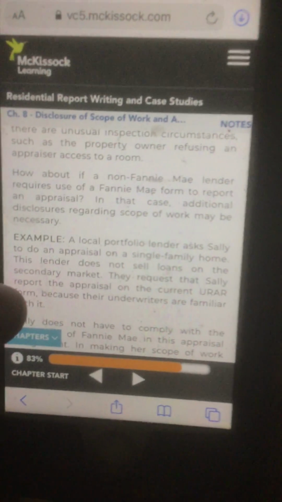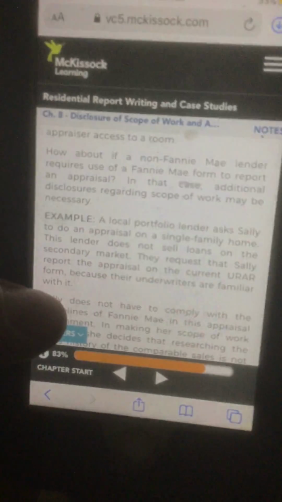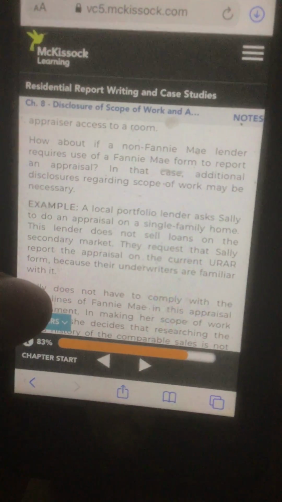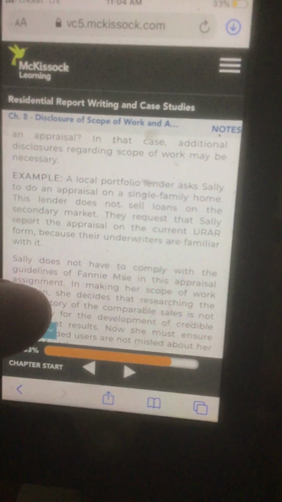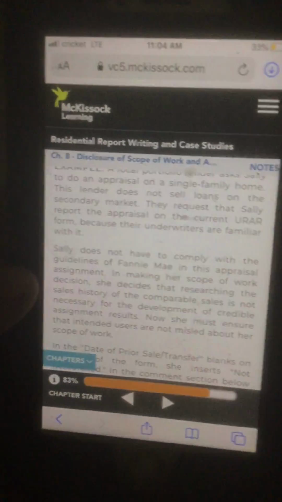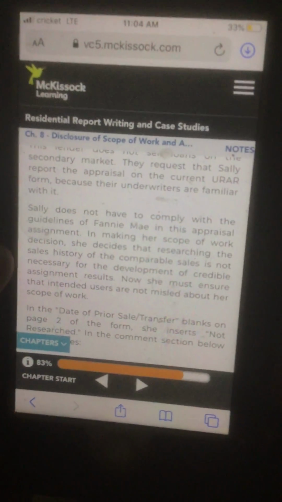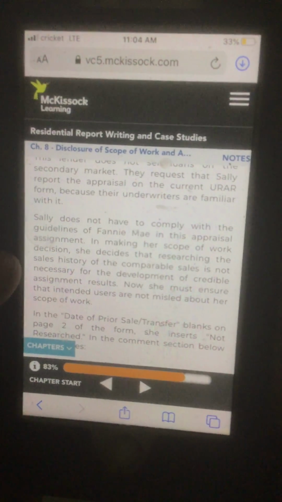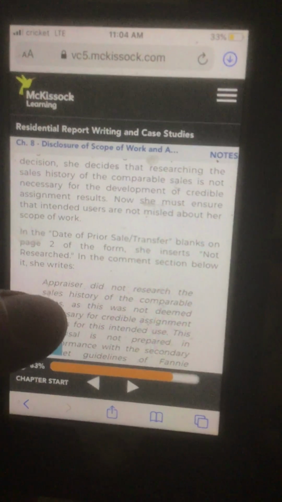Example: a local portfolio lender asks Sally to do an appraisal on a single-family home. This lender does not sell loans on the secondary market. They request that Sally report the appraisal on the current URAR form because their underwriters are familiar with it. Sally does not have to comply with the guidelines of Fannie Mae in this appraisal assignment. In making her scope of work decision, she decides that researching the sales history of the comparable sales is not necessary for the development of credible assignment results. Now she must ensure that intended users are not misled about her scope of work.